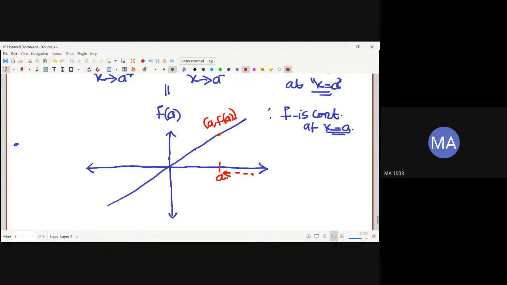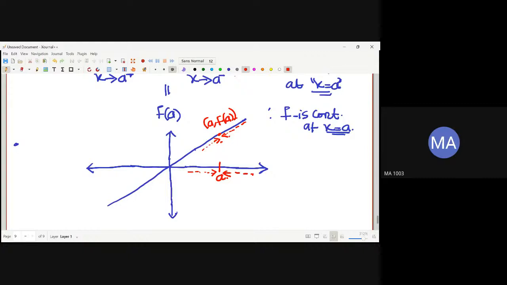And similarly, when I'm coming to this point a from the left hand side, the value of the function is coming again towards this f of a. So that means the left hand limit and right hand limit are the same, and they equal f of a. In that case, this is a continuous function. The limit exists and it's continuous.